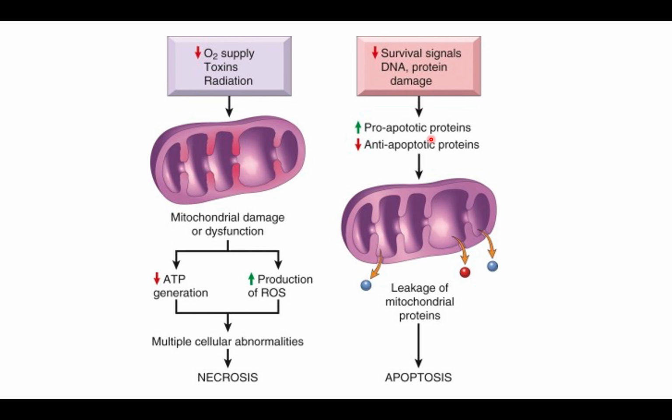But basically, if you're increasing the pro-apoptotic activity and decreasing the anti-apoptotic activity, what's going to happen is you're going to start to undergo apoptosis. So it's this cascade of events that eventually lead to apoptosis. And as that's happening, you can cause leakage of the mitochondrial proteins into the cell, which will further that process of apoptosis. So all of that is going to lead to apoptosis. So in summary, mitochondrial damage can lead to either apoptosis or necrosis.